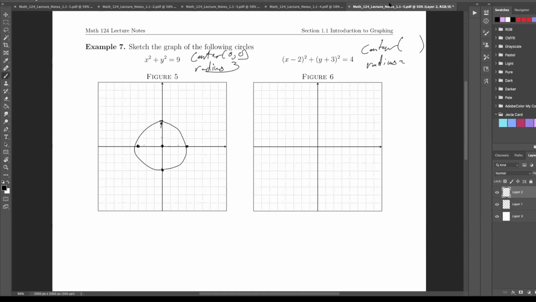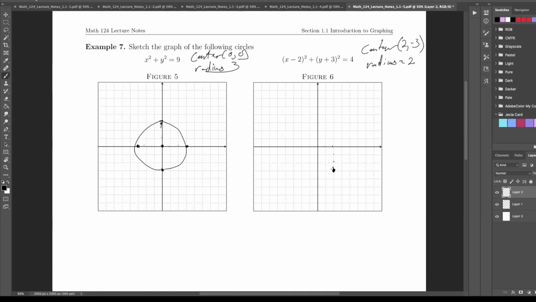So the center here is (2, -3). Perfect. And the radius here is 2, so you can take the square root of this. And so here we're going to go over 2. So we're going to go over 1, 2. We're going to go down 3, 1, 2, 3. So this is our center, at (2, -3). So we'll put that point in.